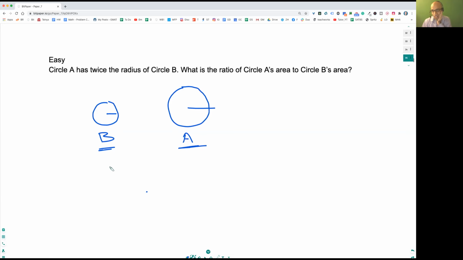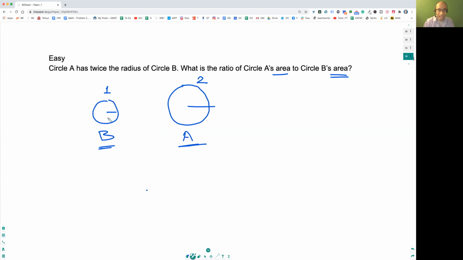Very good. So the ratio of circle A's area to circle B's area. Remember, circle A has twice the radius, so this is how we're going to solve it. Whenever you're given this information, let's say circle B has a radius of 1. So circle A has a radius of 2. Yes, well done, Colin.